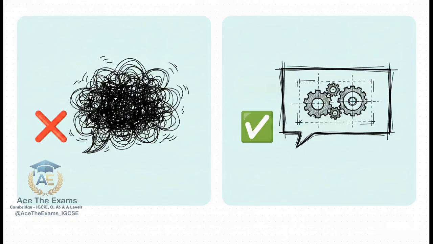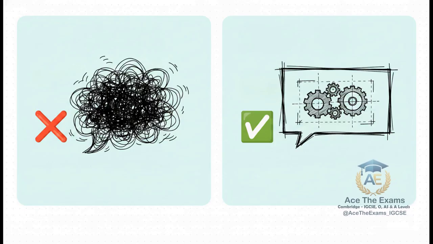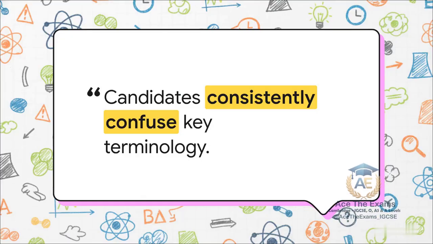You provide the evidence with your calculation, you explain the physical phenomenon, and you link it back to the command word in the prompt. This specific examiner alert right here is the ultimate warning sign that loose terminology will instantly sabotage your hard-earned score. The examiners explicitly and repeatedly report that candidates consistently confuse key terminology.